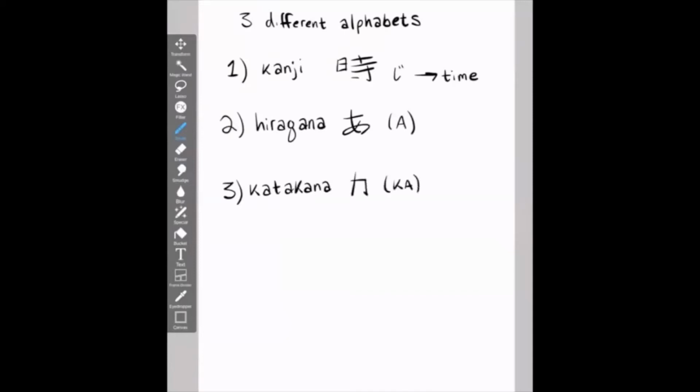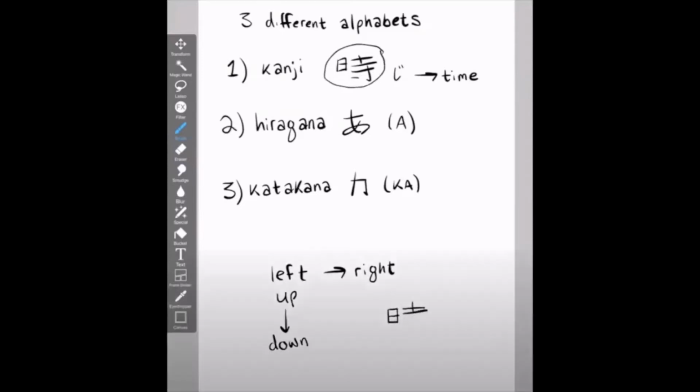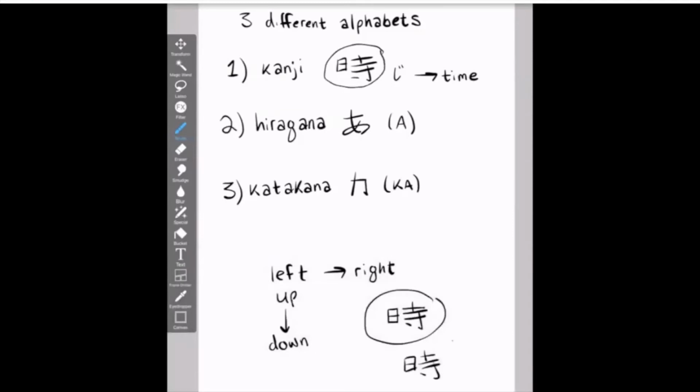These all follow a stroke order, which is left to right and up to down. Now, if I take this kanji right here and show you the stroke order a little bit more slowly, you can see I'm moving left to right, up to down, and it's the same stroke order every single time I write it.